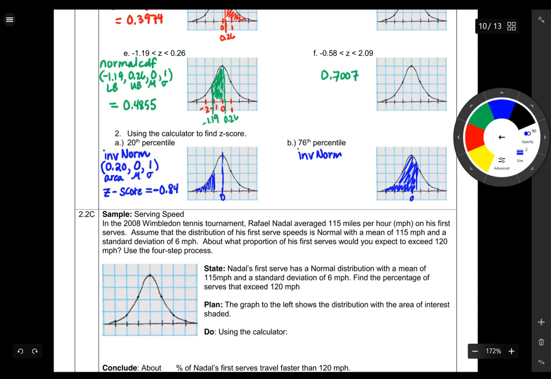And you would get this, remember, from second vars on your calculator. And that'll give us an answer of 0.7063.